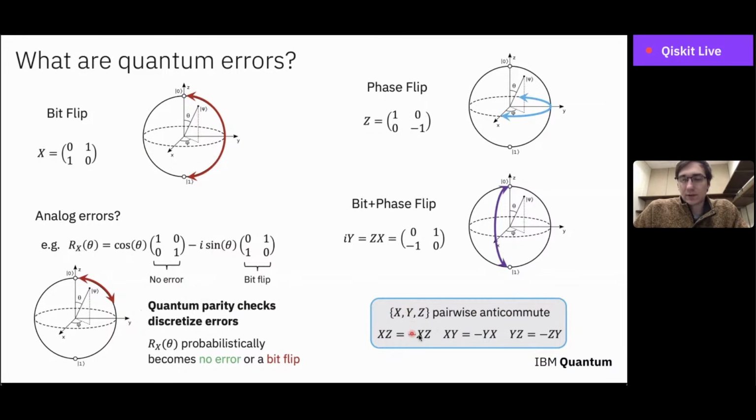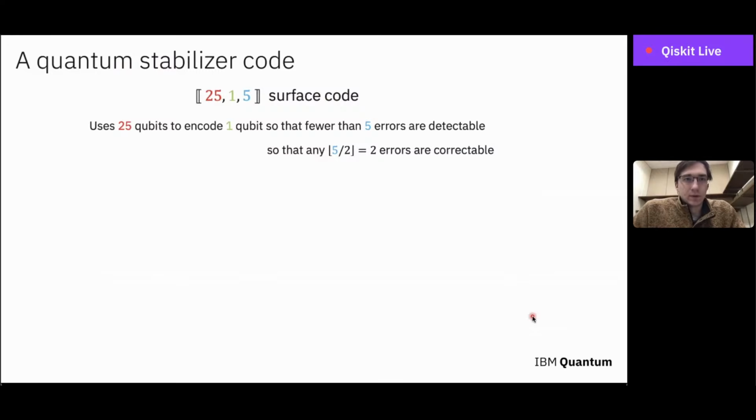Yeah, so then the last thing I want to point out is just that these Pauli matrices anti-commute, and this is the principle that we're going to use to detect errors using quantum parity checks. So let's see how that goes. When we talk about quantum parity checks, really this is the quantum stabilizer code formalism. So here's an exemplary quantum stabilizer code. The stabilizers equal parity checks. That's what you need to know.